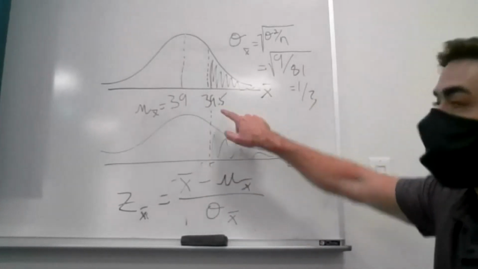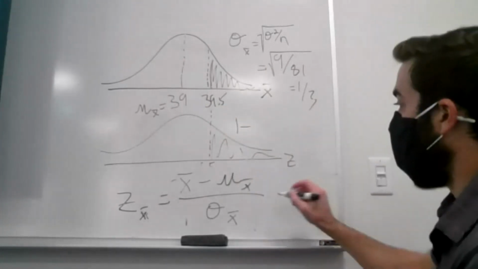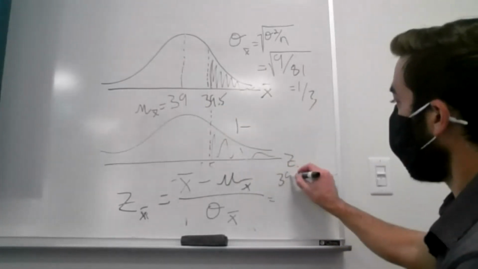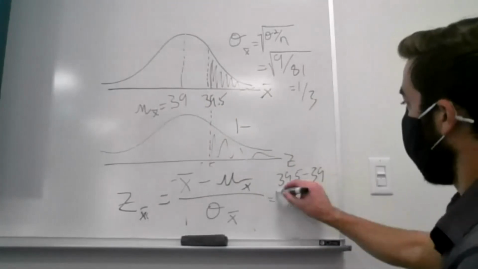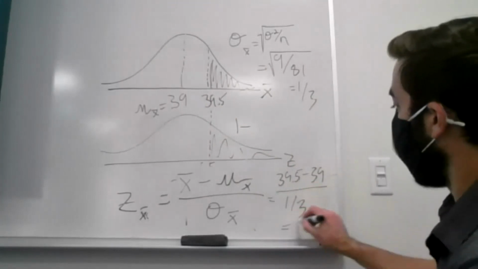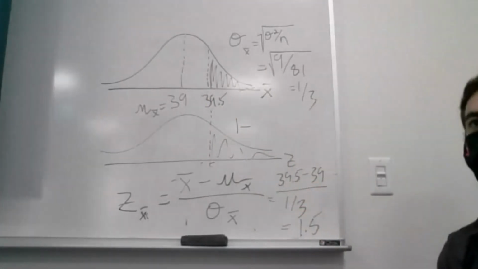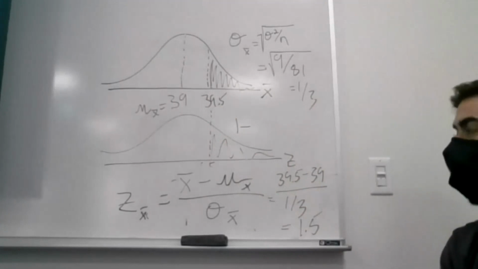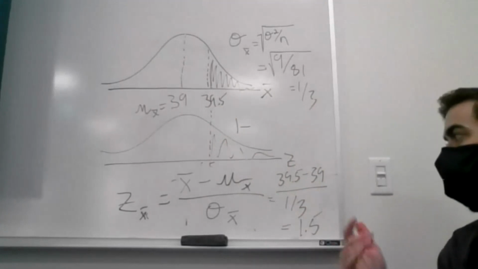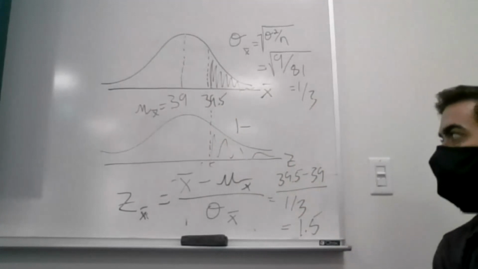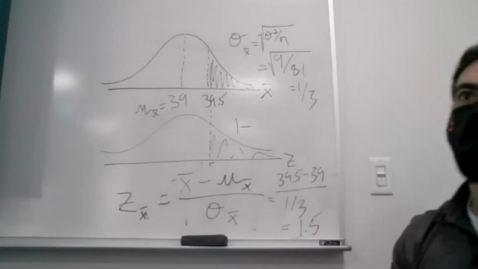The value I'm interested in is 39.5. If I do that, I'll actually also end up with that same z-score of 1.5. So either way, whichever way is more comfortable to you, you can do that. This is just another way of doing the same thing.